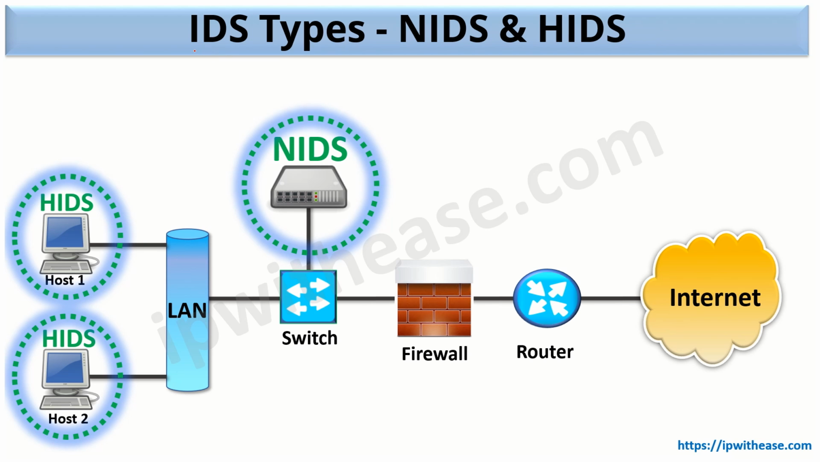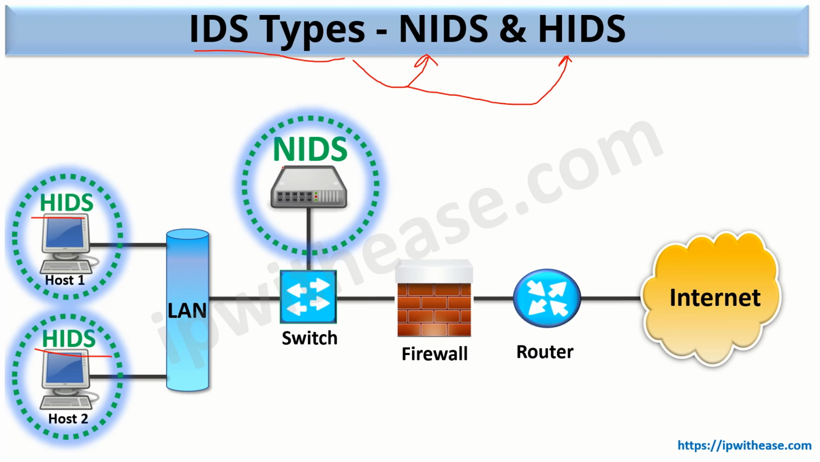Moving ahead, IDS types. There are primarily two types of IDS systems. One is called NIDS, or the network based IDS, because it is installed at the network level, more or less inline or in tap mode. And the other one is the HIDS, which is primarily installed as agents on all the systems, maybe desktop, maybe server, maybe laptop, and so on.